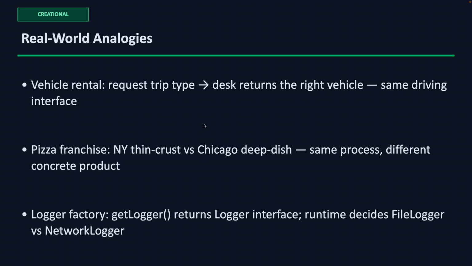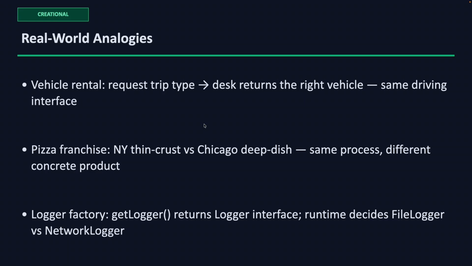There's another example, like pizza franchises. Every franchise follows the same preparation process. You prepare, bake, box. But a New York franchise makes thin crust. Maybe a Chicago franchise makes deep dish. The abstract process is the same, the concrete product is different. And the Chicago franchise might add extra quality control steps. There might be some logging, auditing that the New York franchise wouldn't do.